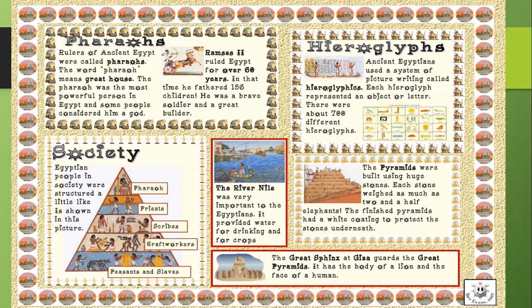So you see the Sphinx. It was a guard. It was meant to be guardianship over the things. It has a body of a lion and a face of a human.